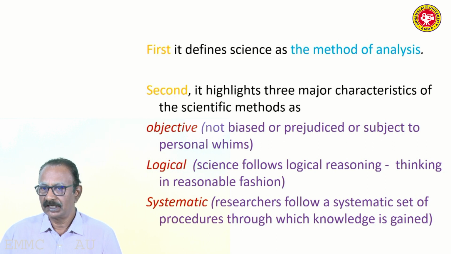So this has two major components. The first, it defines science as the method of analysis. Science is a method of analysis. Second, it highlights three major characteristics of the scientific method: objective, logical and systematic. Objective, logical and systematic. What is objective?